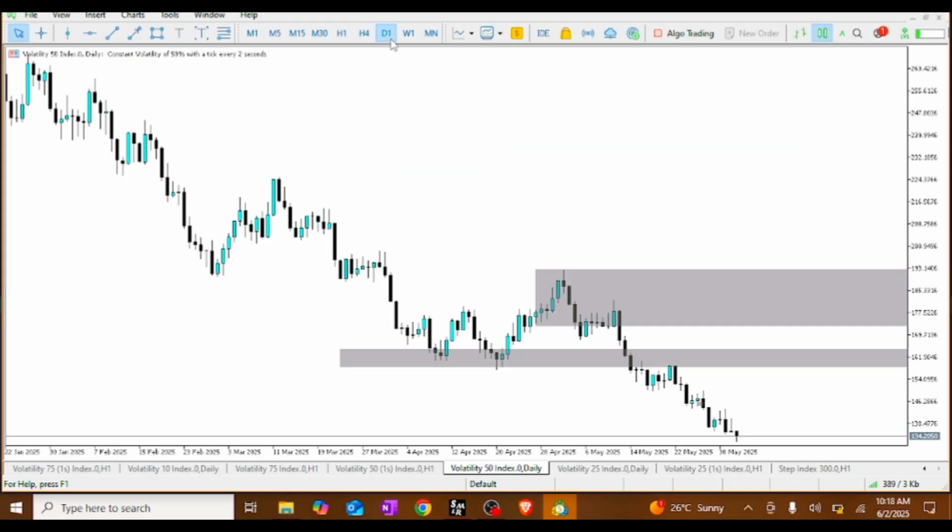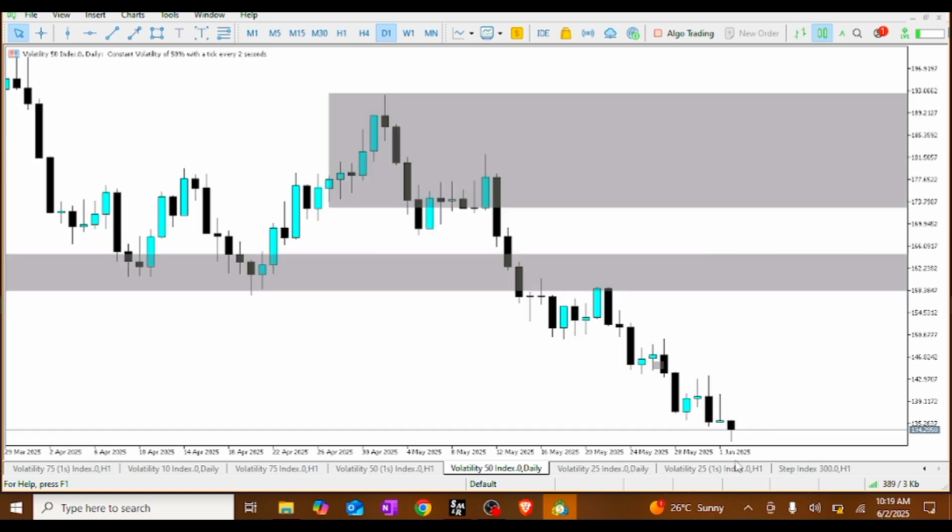Going to the daily time frame, what do we have on the daily time frame? You can see we have the market just trending, right? The recent order block range that was created was this order block range over here.